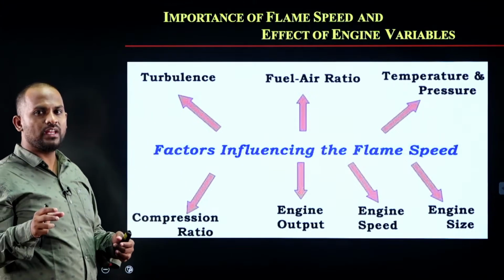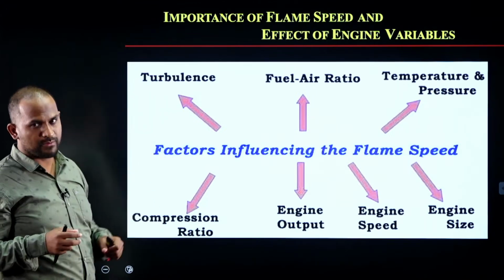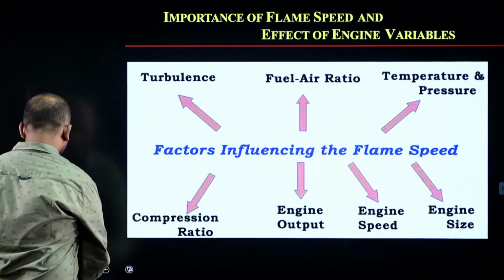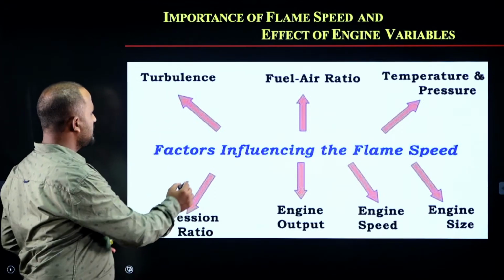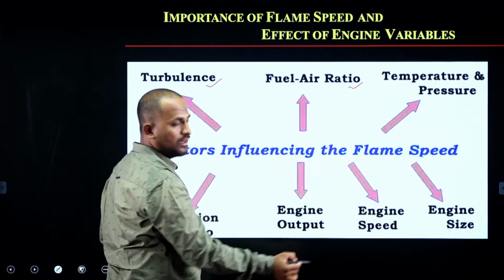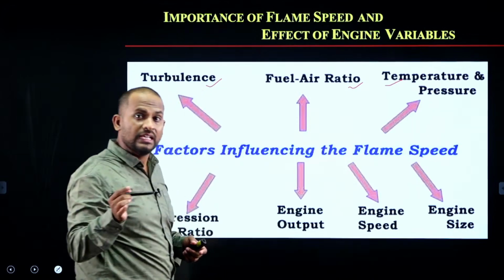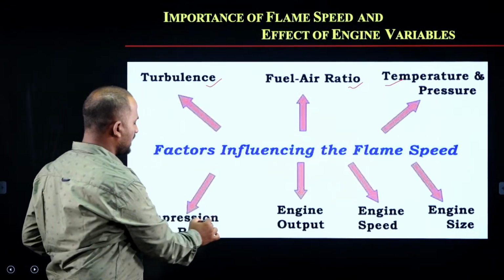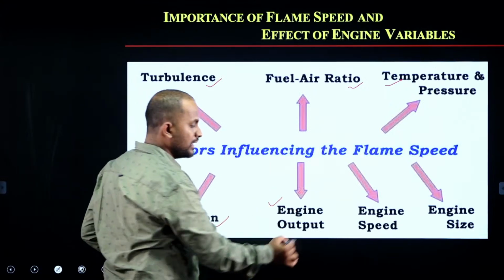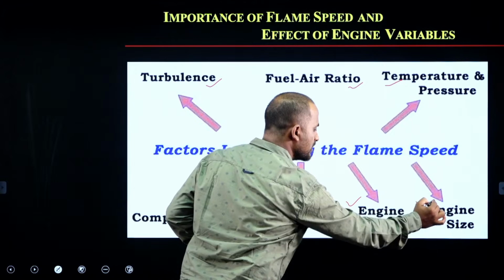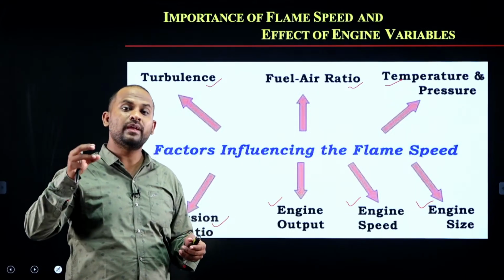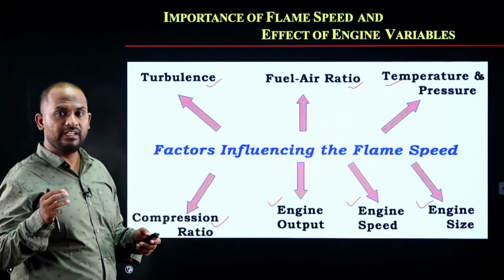Now what are the engine variables which affect the flame speed? These are the engine variables. The first one is the turbulence. Next is the air fuel ratio, temperature and pressure inside the cylinder, and the compression ratio of the engine, output, engine speed and engine size. These are the engine variables by which the flame speed can be increased or decreased.